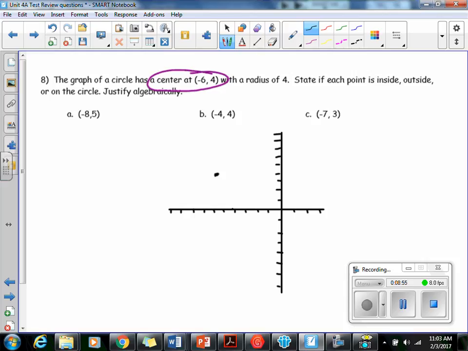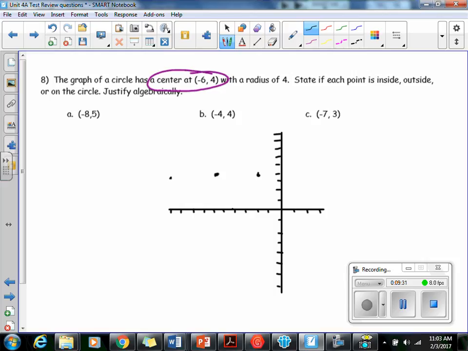Then you have a radius of 4. What do I have to do with that radius to graph my circle? You go 4 in every direction. 4 units to the right, 4 to the left, 4 up, and 4 down. And then I'm just going to sketch in the circle. So if I count, I'll go 1, 2, 3, 4 to the right. That's going to put me about right here. 4 to the left, 1, 2, 3, 4 puts me about right here.